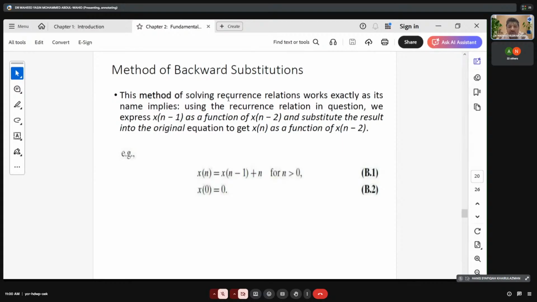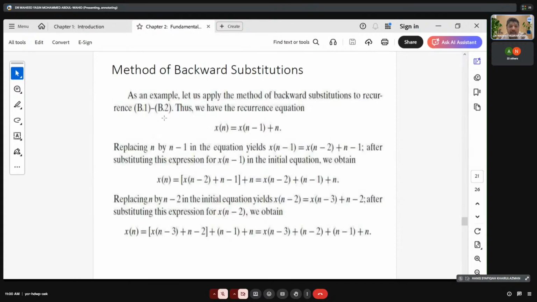The method of solving recurrence relations by backward substitution works exactly as its name implies, using the recurrence relation. In this question, we express x(n minus 1) as a function of x(n minus 2) and substitute the result into the original equation to get x(n) as a function of x(n minus 2). So this is here x(n) equals x(n minus 1) plus n, x(0) equals 0. As an example, let's apply the method of backward substitution to this recurrence.